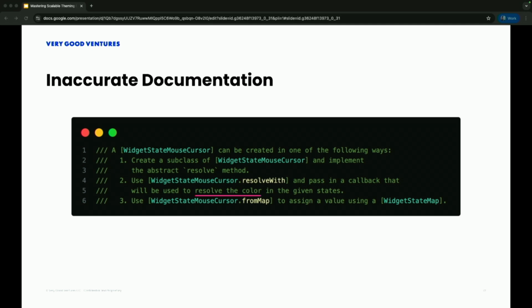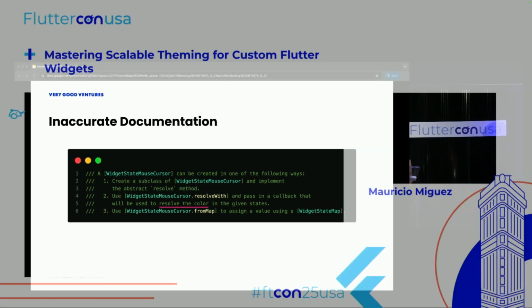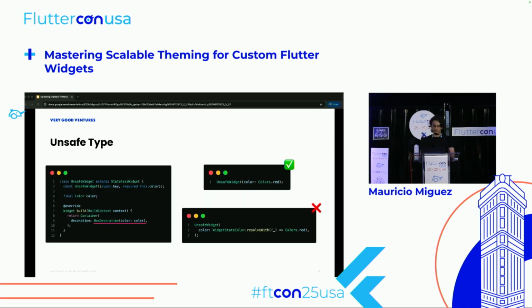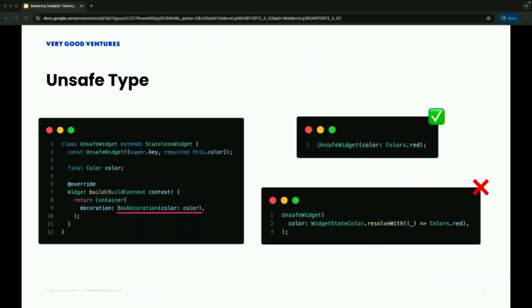For example, in this particular case, it says that widget state mouse cursor will be used to resolve the color in our given states, and we're talking about the mouse cursor, so nothing to do with colors. And this problem gets repeated across multiple and multiple classes. These are just some examples. So this is the first issue with this API. The documentation is incorrect.